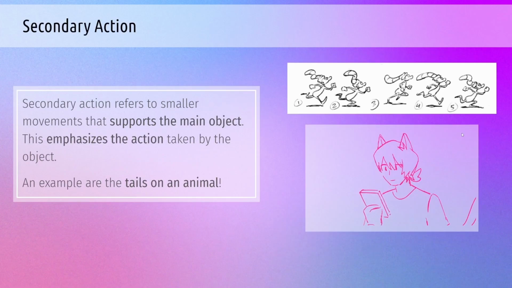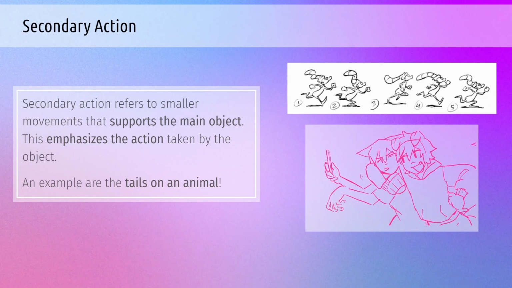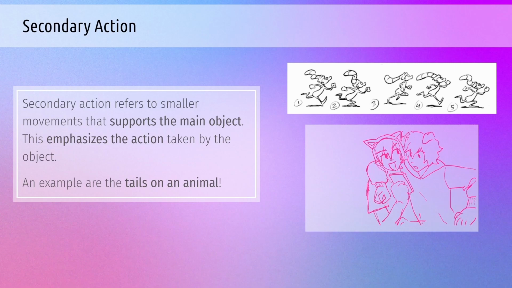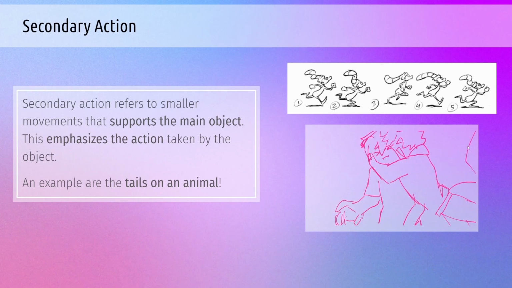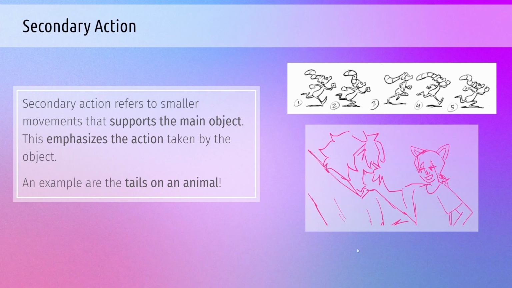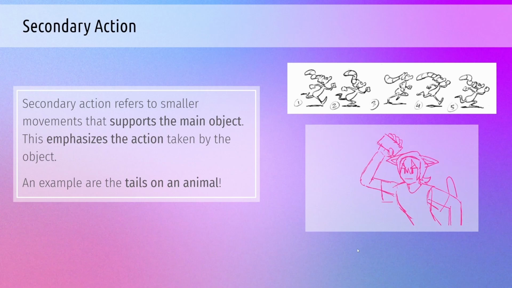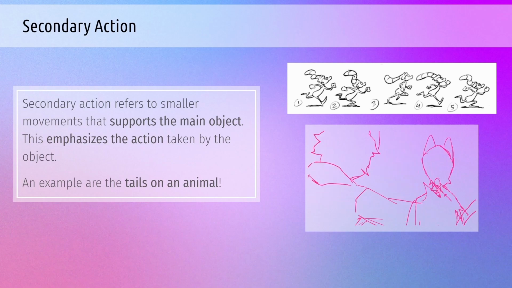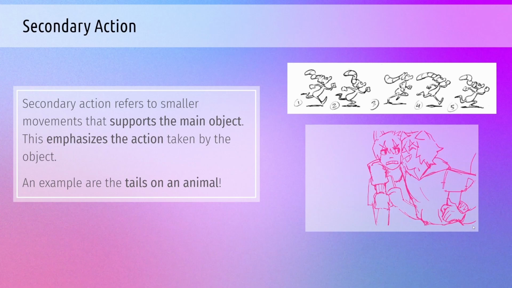Next, we have secondary action. Secondary action refers to smaller movements that support the main object. This emphasizes the action taken by the object. An example of this is the tails on an animal. I have an animation to the right with a cat boy and a dog boy, and I added tails to them. The tails in the animation support what they're feeling. He's very calm here. He's shocked, so his tail goes up.